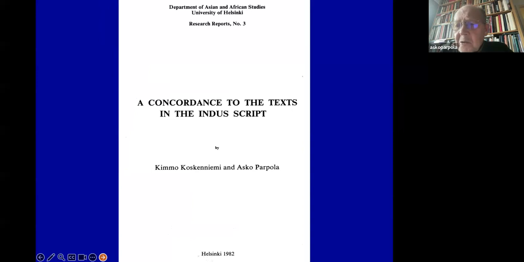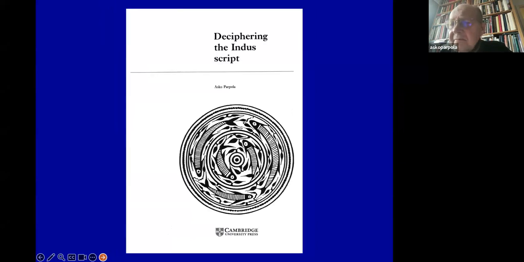Kimmo Koskenniemi and Asko Parpola published in 1979-1982 a revised edition of the Indus texts and a new concordance based on it, with a sign list of 403 signs. Asko Parpola published a sign list of 398 signs with allographs in his book Deciphering the Indus Script in 1994.